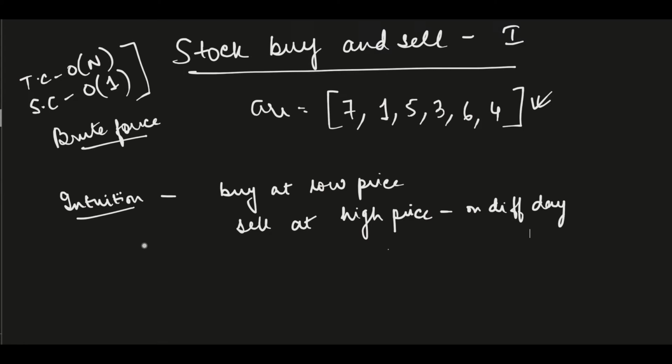So what is the naive way of thinking? We will use loops. Obviously we have to traverse, so we'll use a loop. And in the first loop, outer loop, which is going to run from, like, let's say i equal to 0 to n, in this, we are going to track the buy price. I'll just write CP, the cost price.